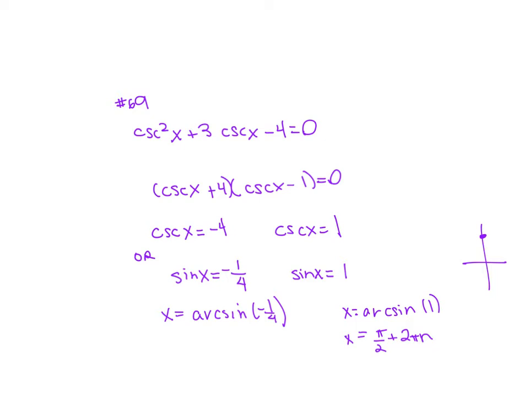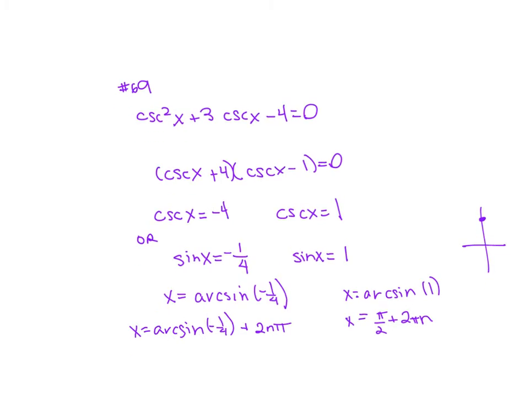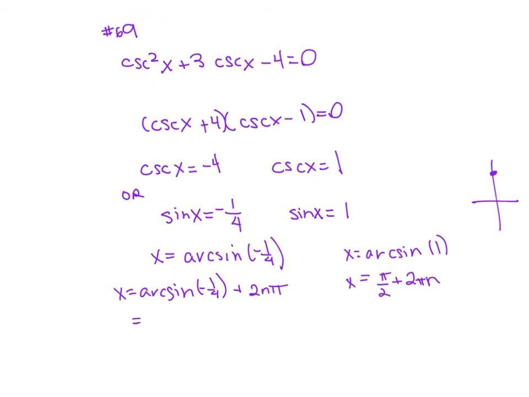And so for the x equals arc sine of -1/4, we could just say x equals arc sine of -1/4 plus 2n pi. 2 pi n, whichever way you would like. Remember that sine is odd, and so really we're looking at negative arc sine. We can look at it that way. Negative arc sine of 1/4. That is the same thing.